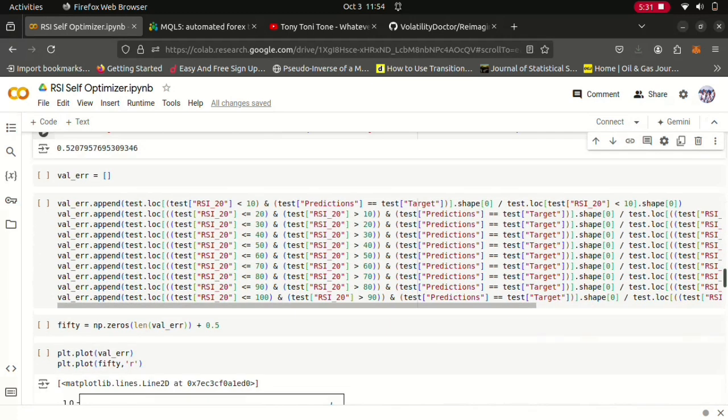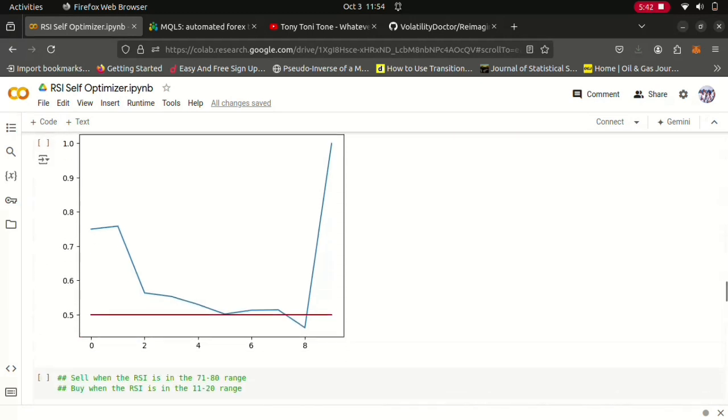So here I wanted to plot the error per group, because remember we were considering our RSI inputs per group. I wanted to know which group gave us the most reliable predictions. As you can see, this red line denotes the 50% level. This group is not particularly reliable because it fell beneath the 50% level. These initial groups had quite high validation levels of like 70%, which is pretty good. However, the last group, 90 to 100, had a validation accuracy of 100%.